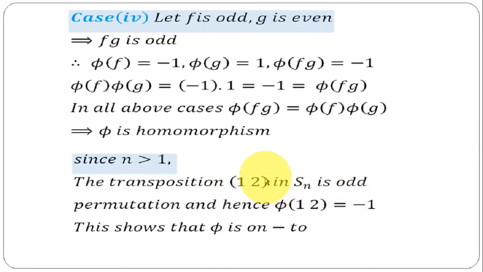So we know that every transposition is always an odd permutation. Hence phi of this odd permutation is equal to minus 1. Similarly, take another permutation, say (1 2 3); the length of this cycle is 3. So this permutation is an even permutation. So phi of that even permutation is equal to 1.